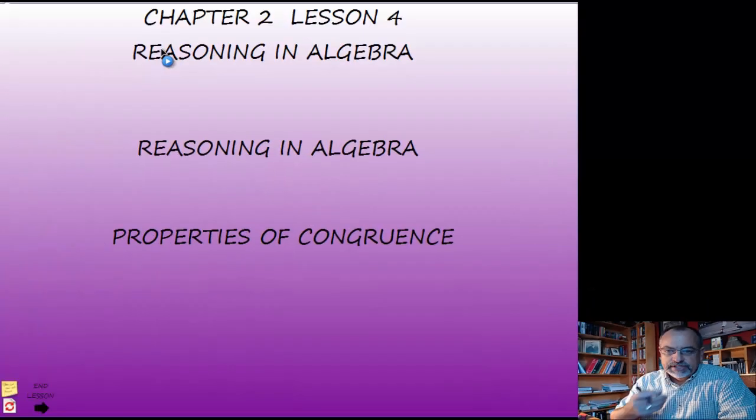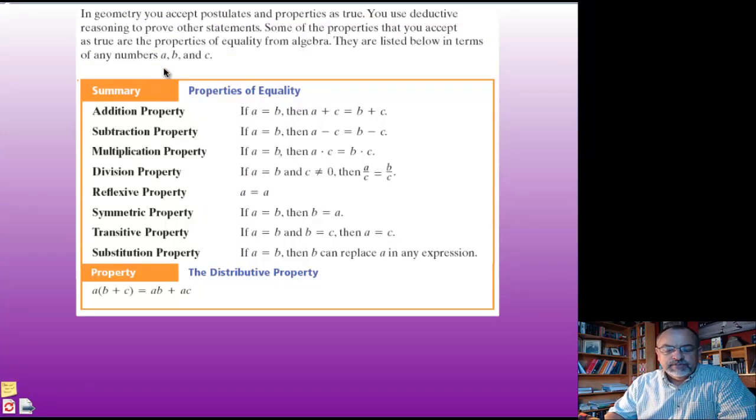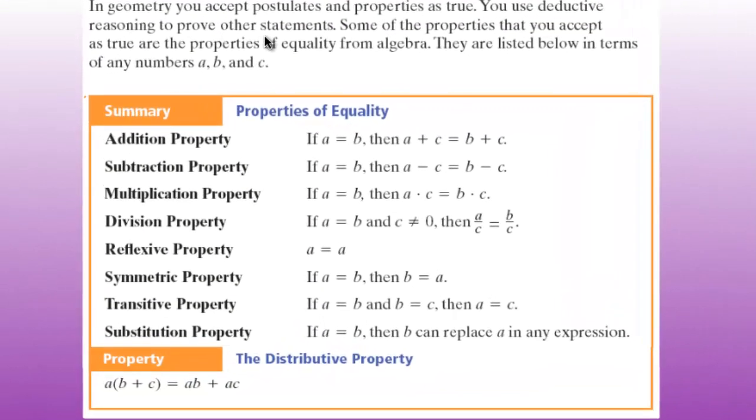So we're going to look at reasoning in algebra, and then we'll look at some different properties of congruence in the next video. So in geometry, we accept postulates and properties as true, and we use inductive reasoning to prove other statements. And some of these properties you accept as true are the properties of equality from algebra, and these are listed below using these terms. So you have all these properties, and these are what you do when you're solving an equation. Addition property is when you add the same thing to both sides. Subtraction property is when you subtract the same thing from both sides. Multiplication property is when you multiply both sides by the same number. Division property is when you divide everything by the same number.